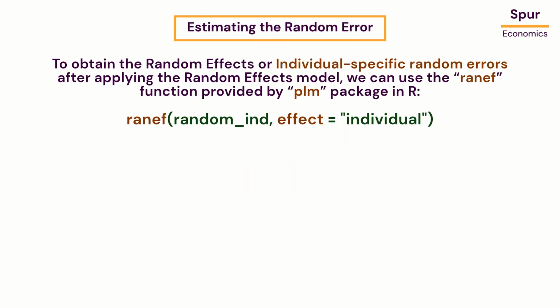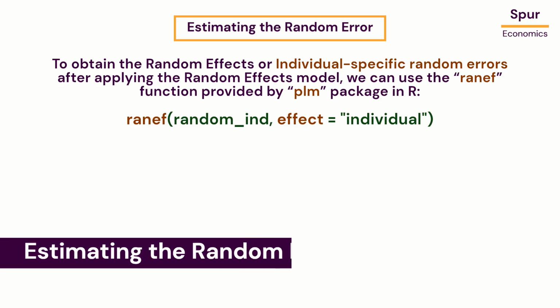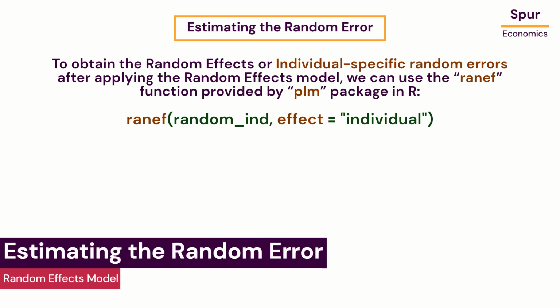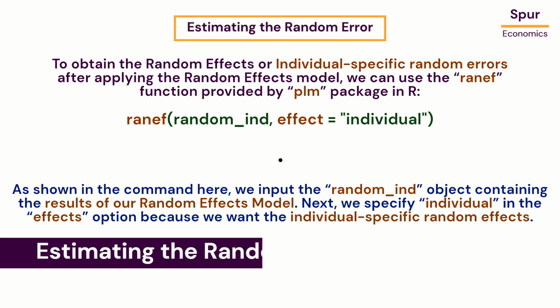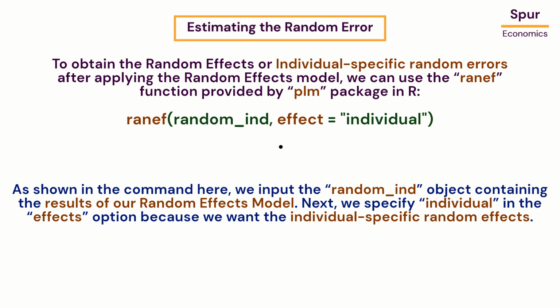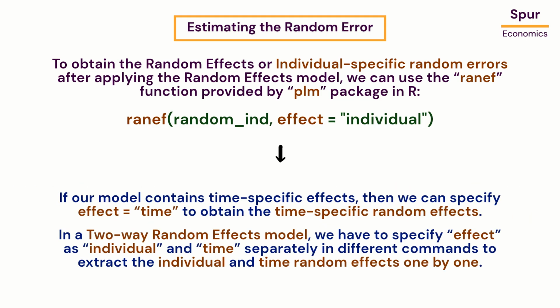To obtain the random effects or individual-specific random errors after applying the random effects model, we can use the ranef function provided by the plm package in R. As shown in the command here, we input the random IND object containing the results of our random effects model. Next, we specify individual in the effect option because we want the individual-specific random effects. If our model contains time-specific effects, then we can specify effect equals time to obtain the time-specific random effects. In a two-way random effects model, we have to specify effect as individual and time separately in different commands to extract the individual and time random effects one by one.